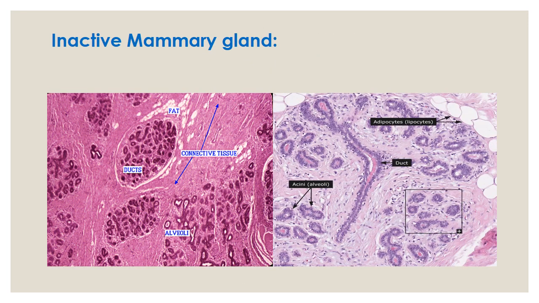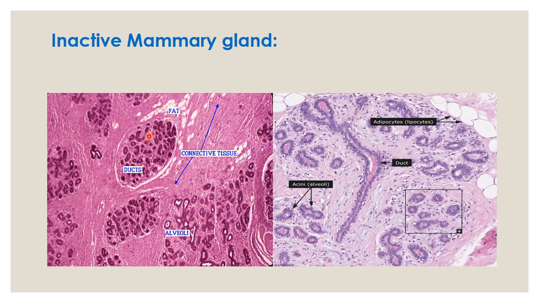Now, this is a photomicrograph of the mammary gland in an inactive state. As we have discussed earlier in the glandular epithelium, whenever we discuss a gland, we discuss two components, that is the parenchyma and the stroma. So the parenchyma, the secretory or functional portion of the mammary gland, consists of the alveoli, and these alveoli are lined by simple cuboidal epithelium. They vary in size in the different phases.